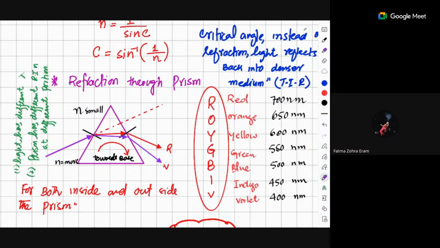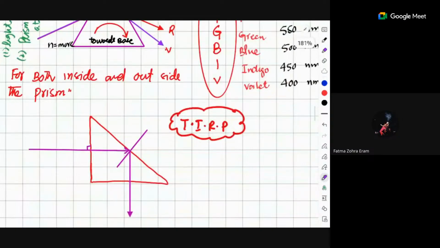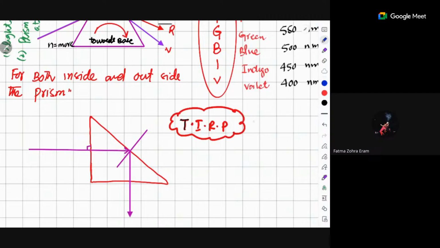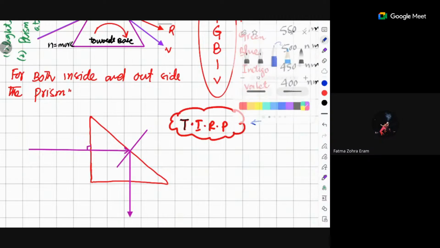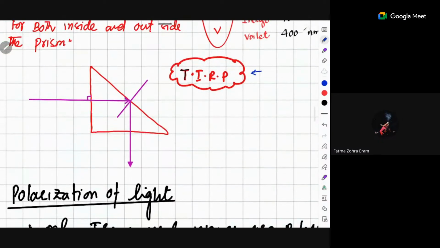No, sir. Okay. Now this one, for both. Actually, there are TIRPs. What does it mean by TIRPs? Total internal reflecting prisms. Total internal reflecting prisms are those prisms in which the light reflects back. For example, I have given you one example. There are so many and they have a lot of applications.